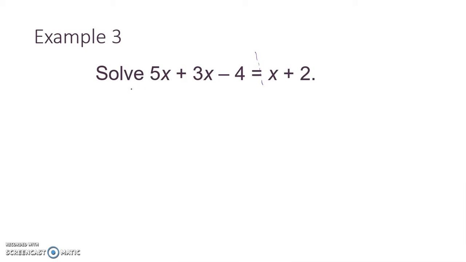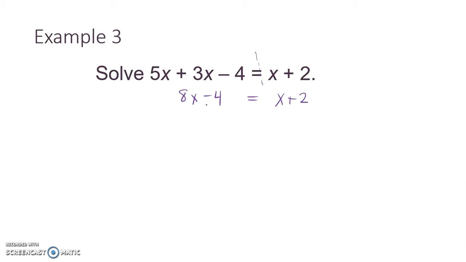And then example 3. So solve 5x plus 3x minus 4. So our first step told us to eliminate parentheses, which we don't have, and then combine like terms on each side. So 5x plus 3x will give us an 8x minus 4 equals, and there's no like terms, so we're done on this side already. We just need to copy it down.